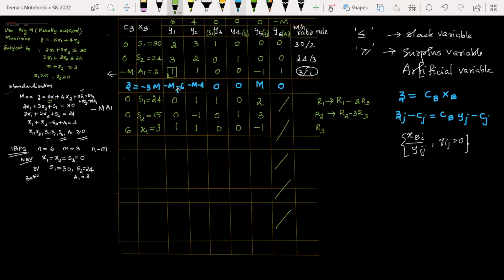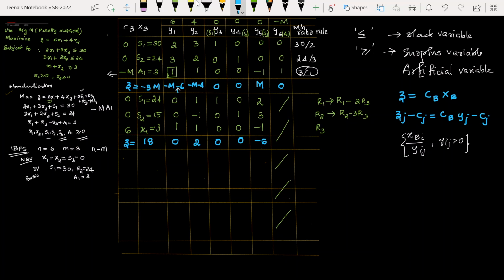Now let us calculate our net evaluations, value of the objective function, etc. So Z is CB XB, and therefore 0 into 24 plus 0 into 15 plus 6 into 3 equal to 18. Now the net evaluations, CB YJ minus CJ, they are the net evaluations. So 0 into 0 plus 0 into 0 plus 6 into 1 minus 6, it is 0. Then for the next net evaluation, 0 plus 0 plus 6 minus 4, it is 2. Then 0 plus 0 plus 0 minus 0, it is 0. Then we have 0 again, then we have minus 6. So we got the second set of net evaluations.